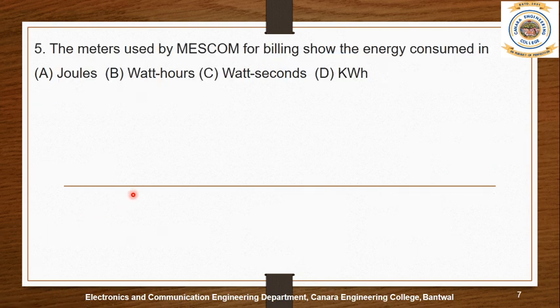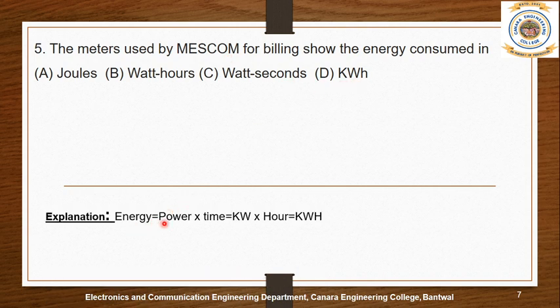Okay, we will move to the next. The meter used by MESCOM for billing shows the energy consumed in. While measuring, MESCOM measures the number of units consumed. So what is the unit? The unit is kilowatt hour. Energy is equal to power into time, so kilowatt into hour, kilowatt hour. So option D is the right answer.